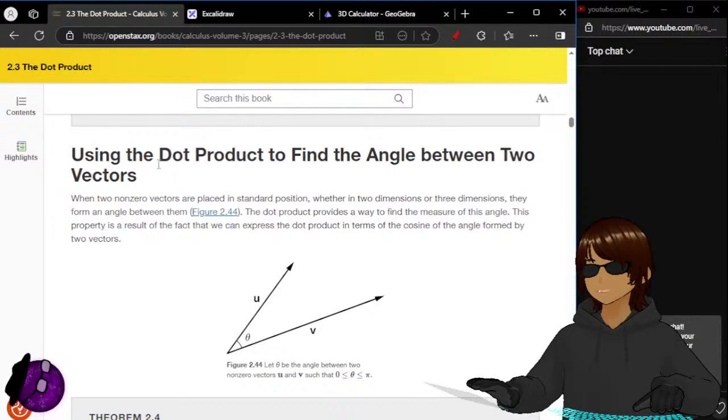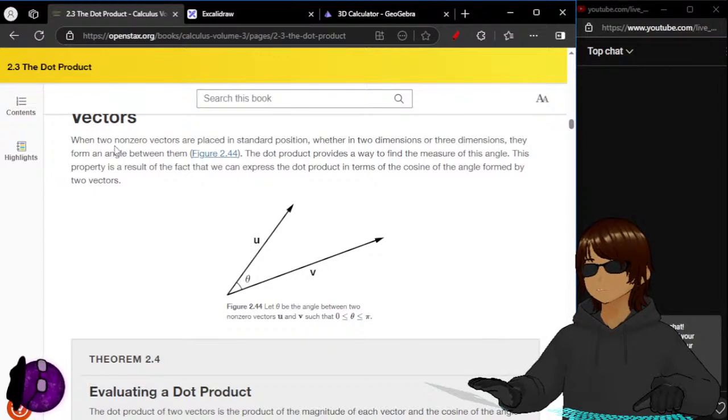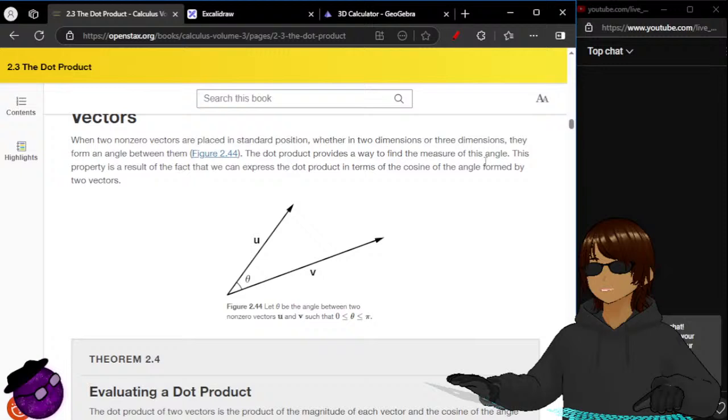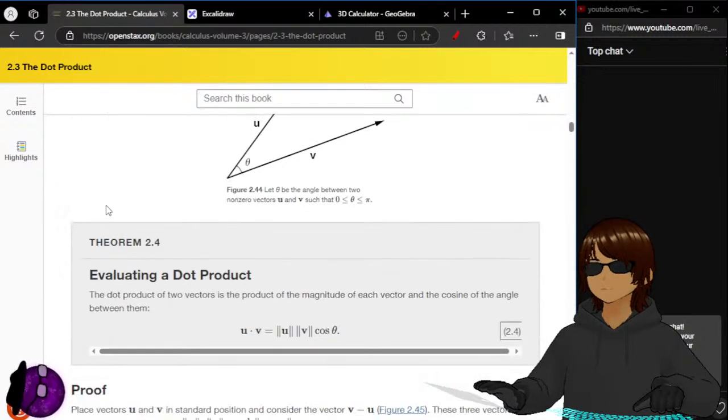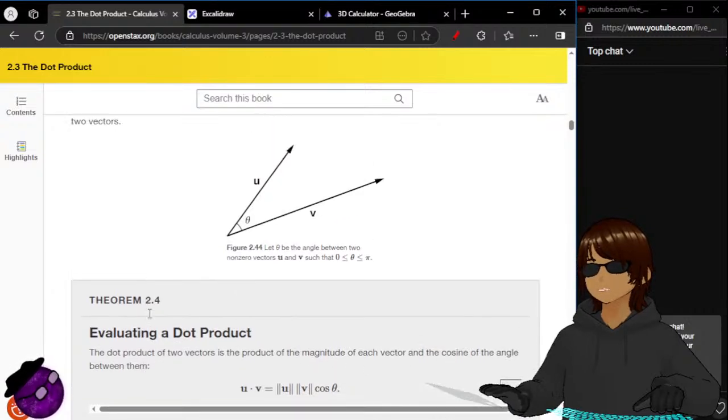Using the dot product to find the angle between two vectors. Where two non-zero vectors are placed in standard position, whether in 2-dimension or 3-dimension, they form an angle between them. The dot product provides a way to find the measure of this angle. This property is the result of the fact that we can express the dot product in terms of the cosine of the angle formed by the two vectors. The dot product of two vectors is the product of the magnitude of each vector and the cosine of the angle between them.